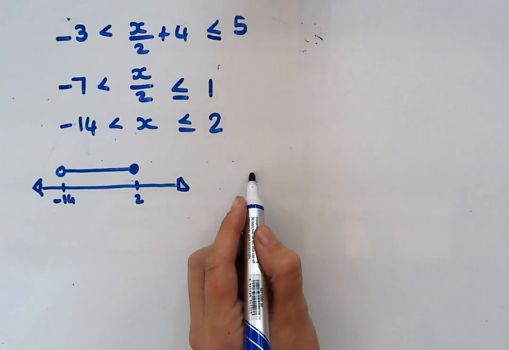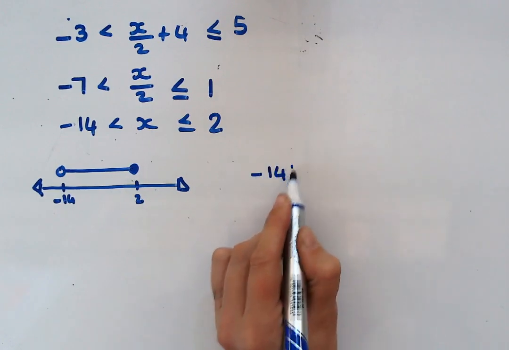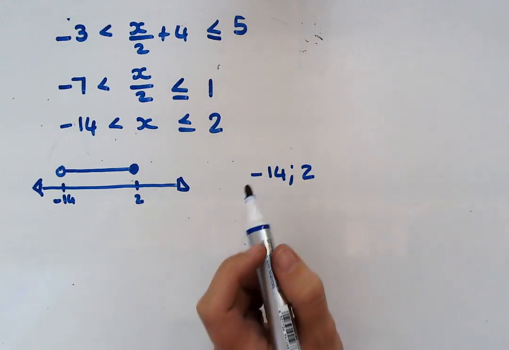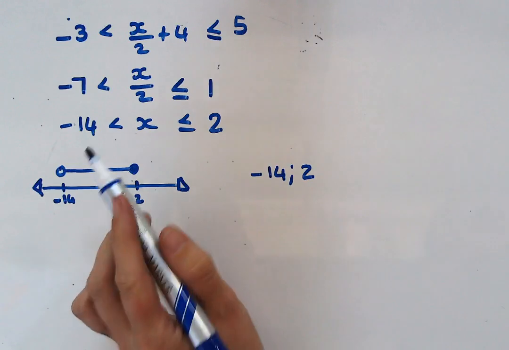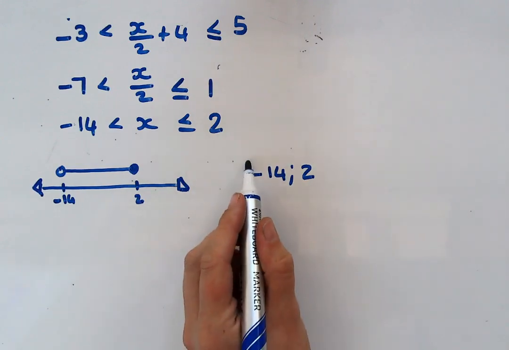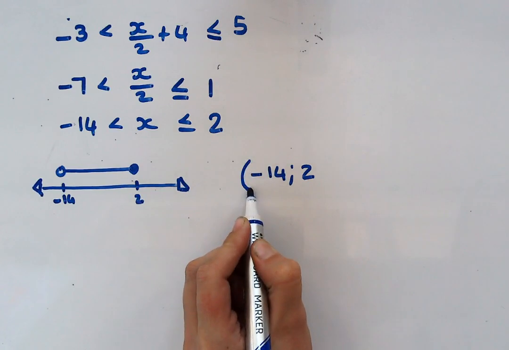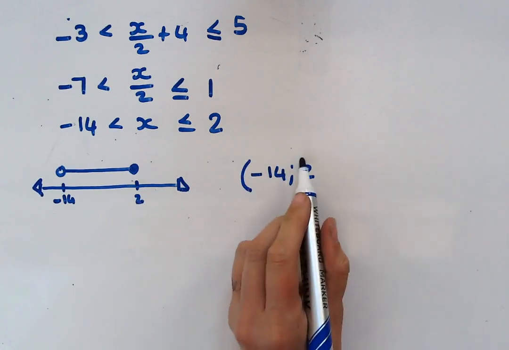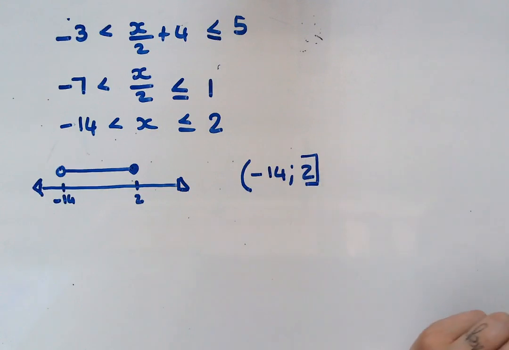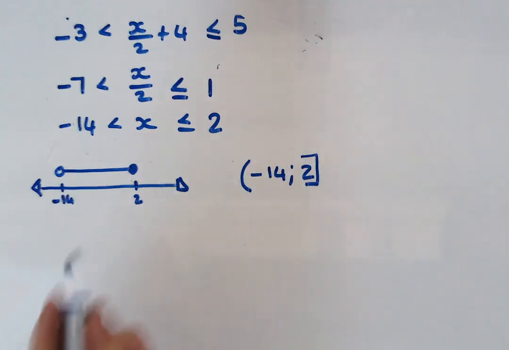The interval notation would look like this. The starting point and the end point are minus 14 and 2. The numbers between minus 14 and 2, where minus 14 is excluded from the set, so excluded is a round bracket, and 2 is included in the set, so 2 gets a block bracket. Right, that's interval notation.